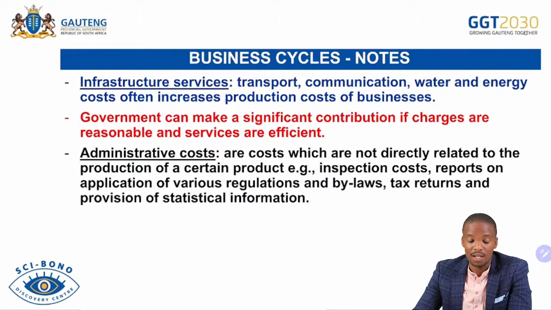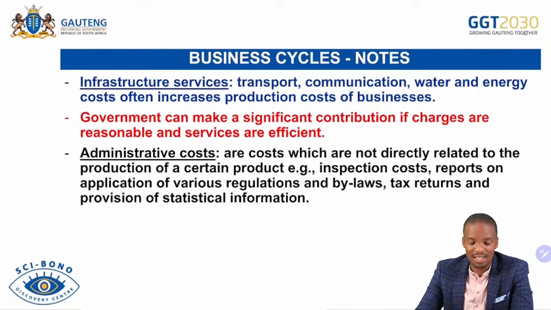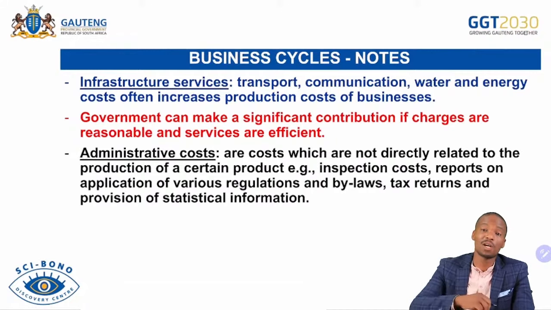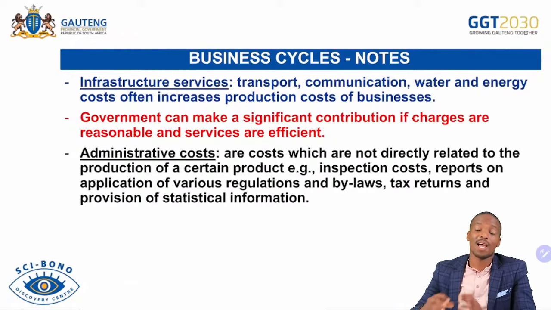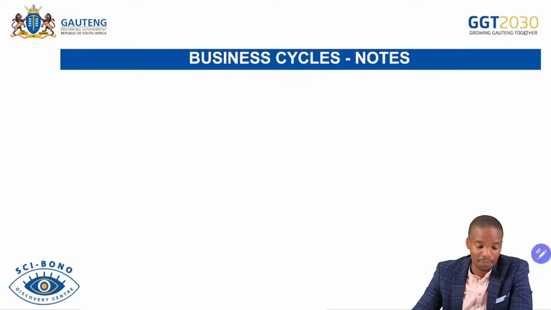Administrative costs are the costs which are not directly related to production of a certain good, e.g. your inspection costs, reports on application of various regulations, the bylaws, the tax returns, and provision of statistical information. All those things consume time, and they are costly. So if we can remove all those costs and focus on supply of goods and services, the price or the output will be reasonable.